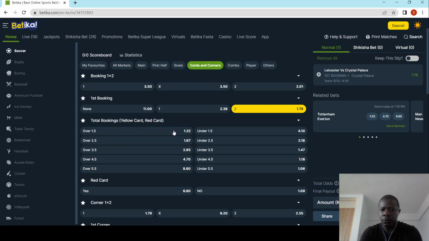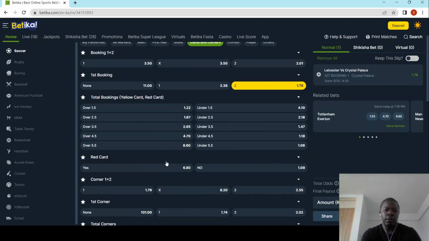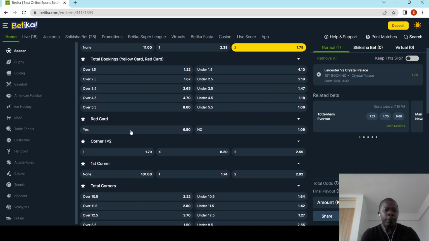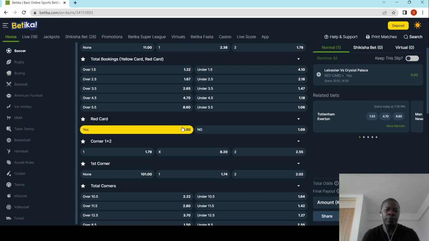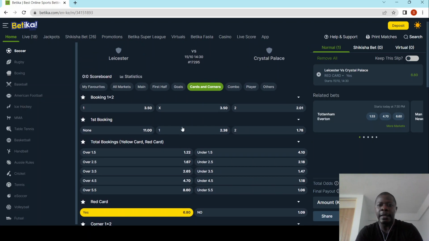Total bookings also, you can say they will be over 2, they will be 3, 4. You can also predict that here, under or over. As an odd, will there be a red card? Yes or no? If there's a yes and you predict correctly, it also gives you a bigger odd to win. So guys, that is my basic explanation of betting odds in normal.